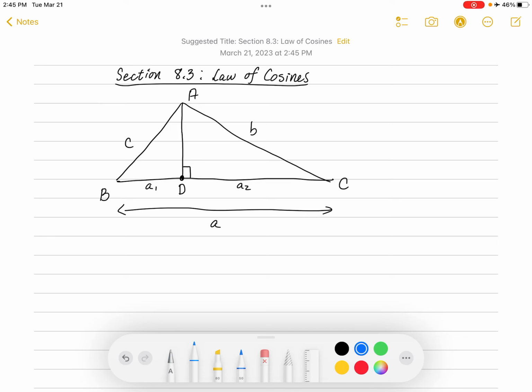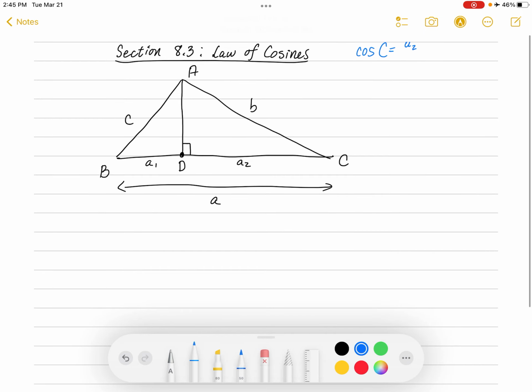Now let's focus on the cosine of C. I'm focusing on angle C. So the cosine of C, what will that be? That will be adjacent over the hypotenuse of this right triangle. So A2 over B. I'll bring the B up here, cross multiply, I get B cosine of C equals A2.